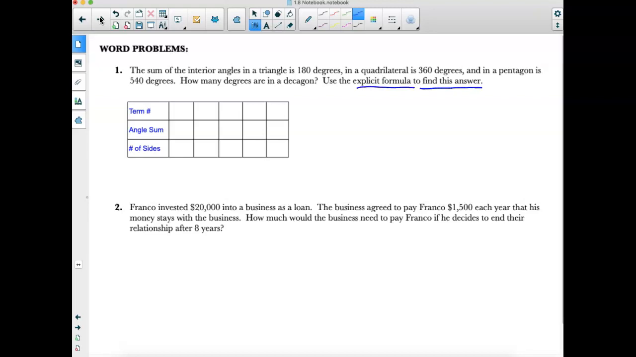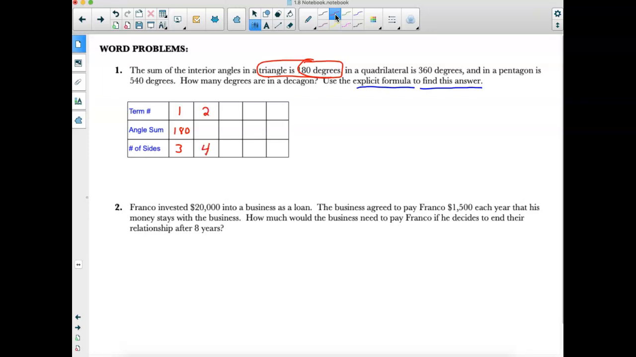And they want us to use an explicit formula to find this answer. So I need to organize my brain, okay? I really need to organize this. So I can see right here, triangle is 180 degrees. So my first term is a triangle with three sides, 180 degrees. My second term is a quadrilateral.